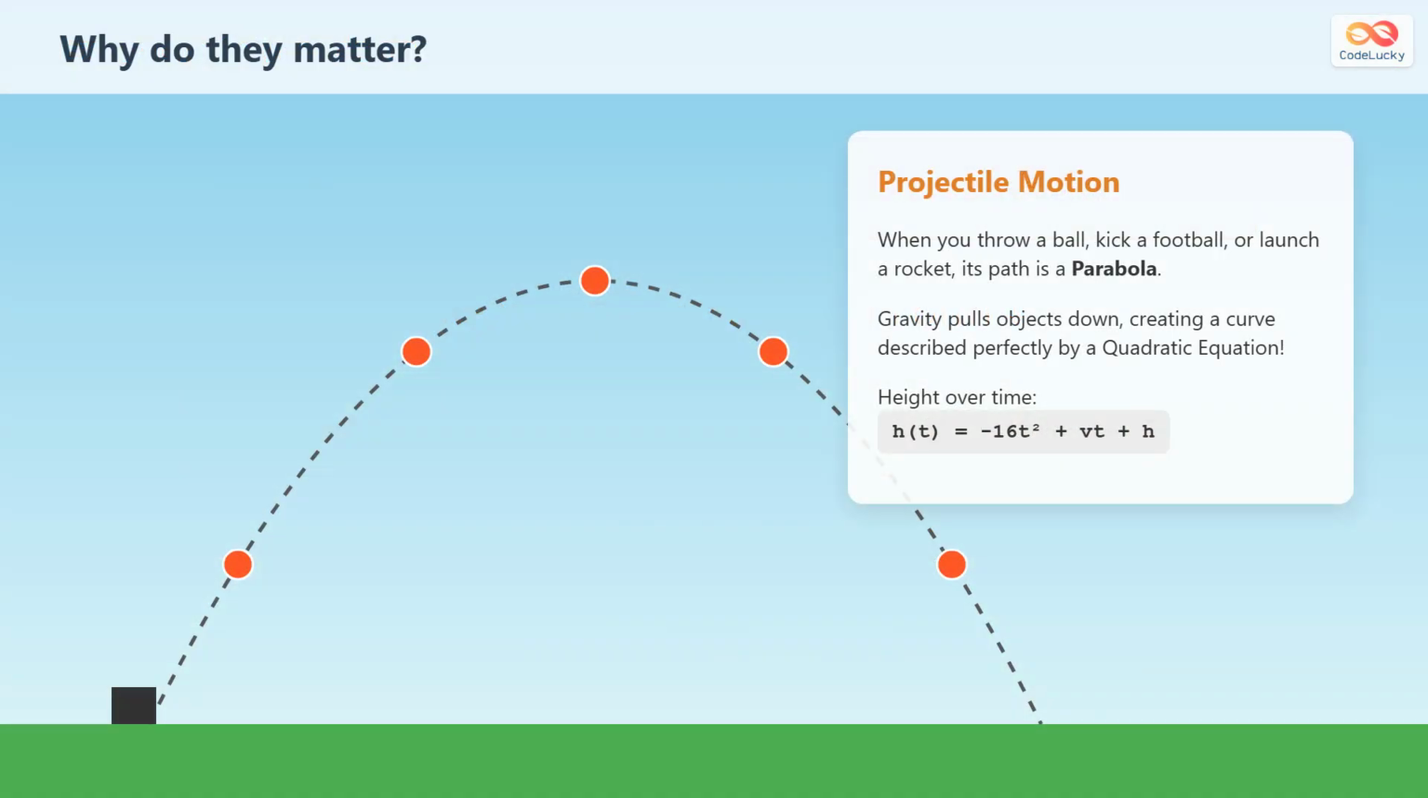Why do we study this? Because quadratics describe the real world. The most famous example is projectile motion. When you throw a ball, the path it travels through the air is a parabola, which can be calculated using a quadratic equation.